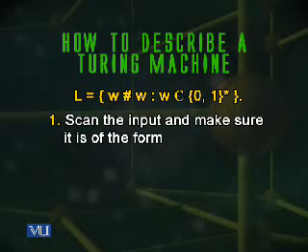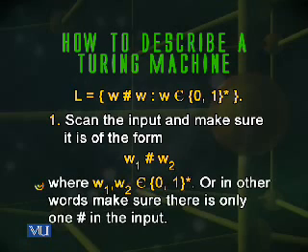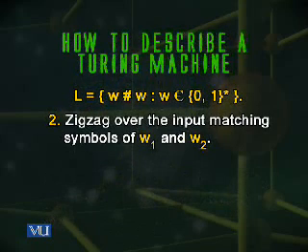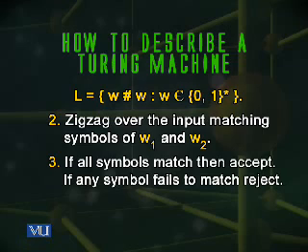The machine will scan the input first and make sure it is of the form W1 hash followed by W2, where W1 and W2 are in {0,1}*. In other words, the machine will make sure in the first pass over its tape that there is only one hash symbol on the input tape. In the second phase, the machine will zigzag over the input, matching each symbol of W1 with one symbol of W2. If all the symbols match, then the machine will accept. If any symbol fails to match, the machine will reject.